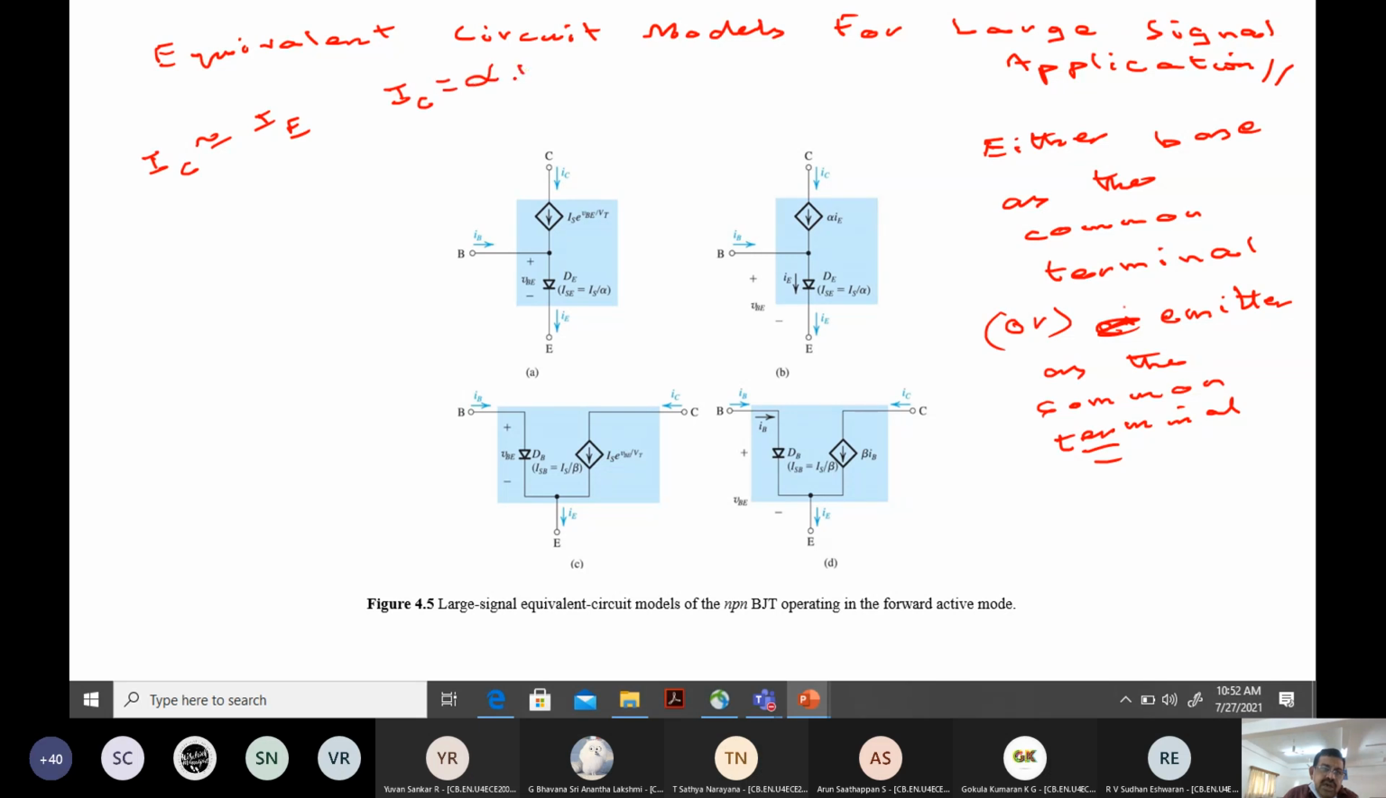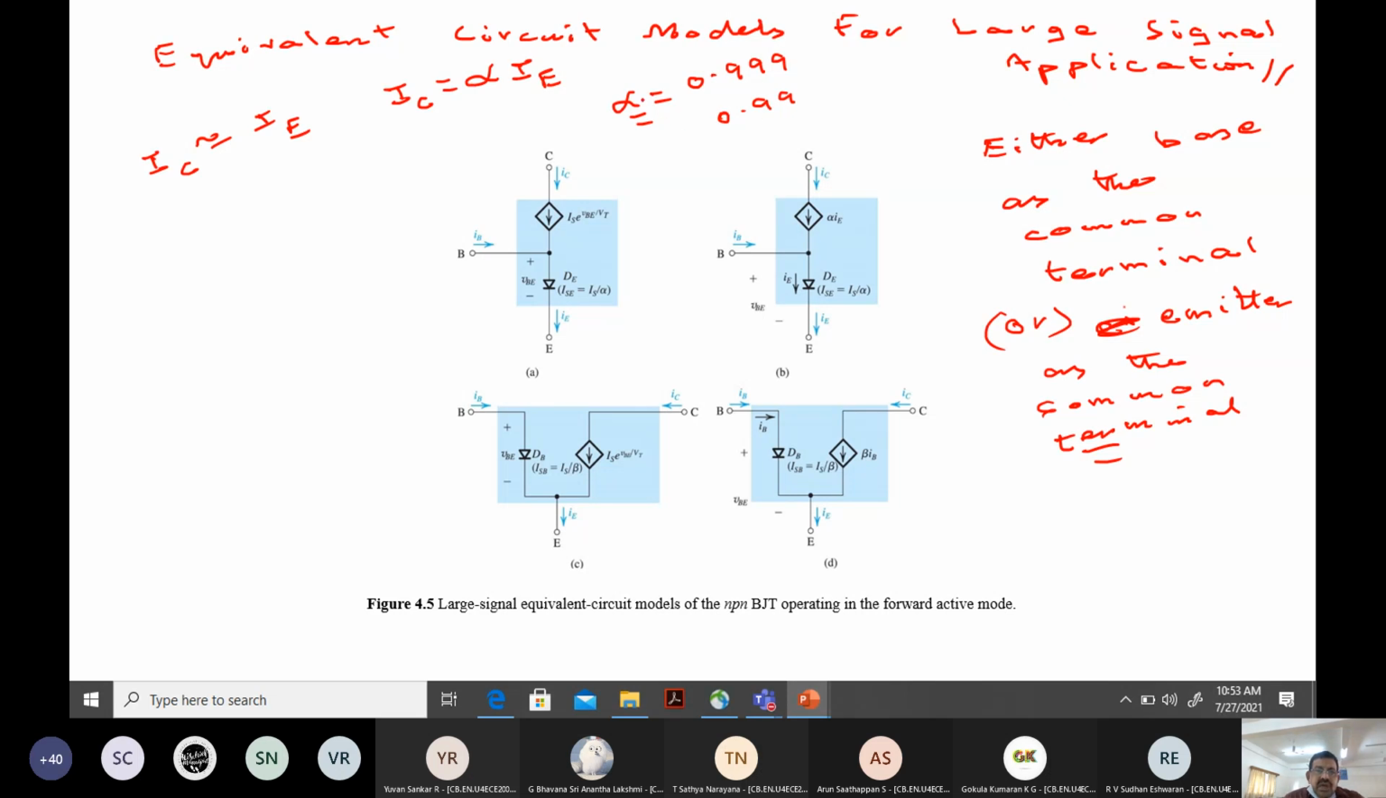Ideally alpha, if all of the electrons that are emitted by the emitter reach the collector, alpha will be unity, which will not be practically possible. Alpha will be close to 0.99, something in these ranges, then it is okay. So this alpha is actually relating the collector output current to the input IE.